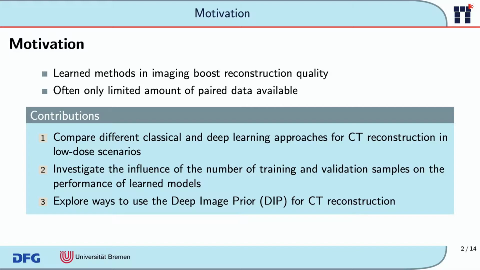The first is that we compare different classical and deep learning approaches for CT reconstruction in different low-dose scenarios. Second, we investigate how the number of training and validation samples influences the power of the model. And third, we explore ways how we can use the deep image prior, a method that works without training and ground truth data, for CT reconstructions.